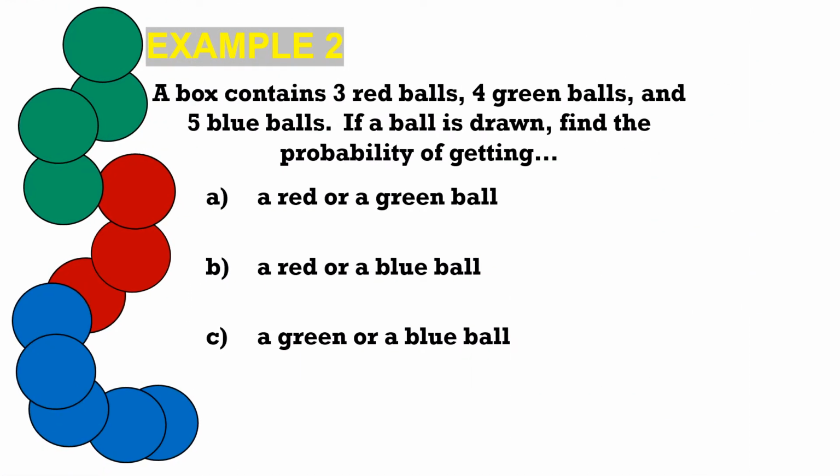Next, example number 2, a box contains 3 red balls, 4 green balls, and 5 blue balls. If a ball is drawn, find the probability of the following. So before we answer, let us identify first how many balls in all. So of course, simply add 3 red balls plus 4 green balls plus 5 blue balls is equal to 12. Let's proceed.